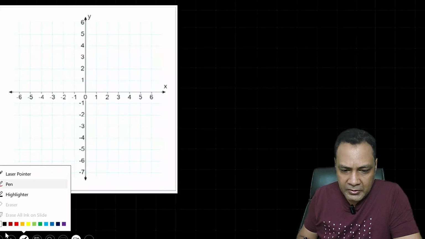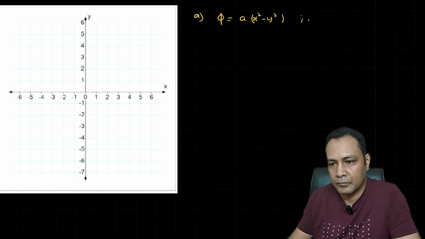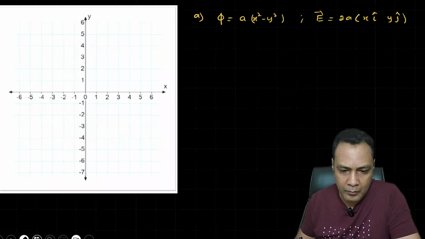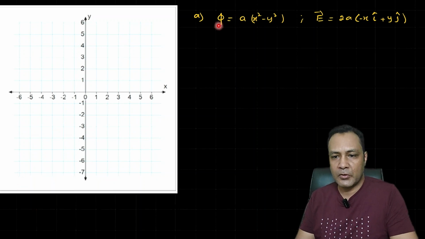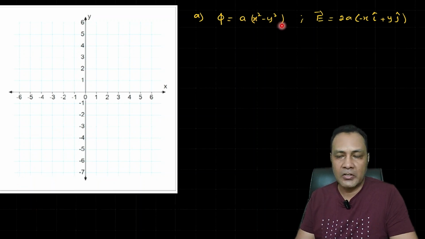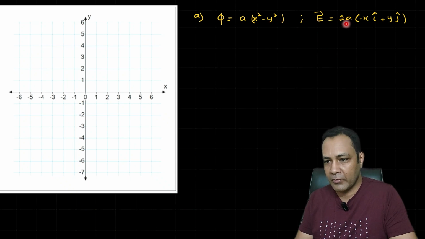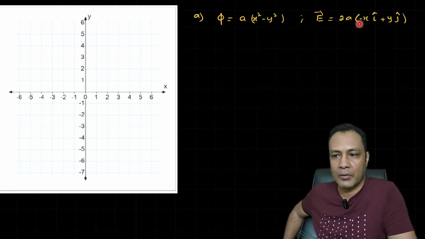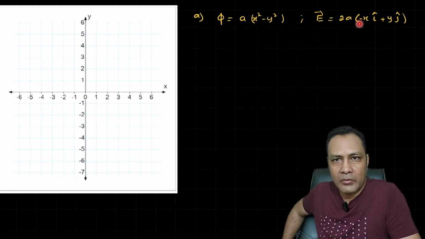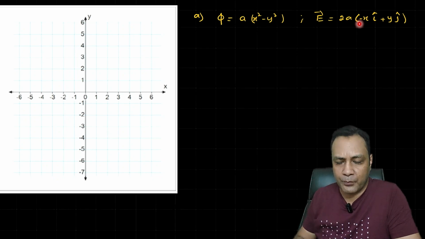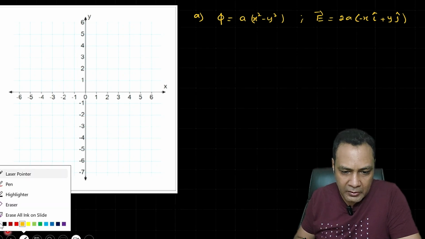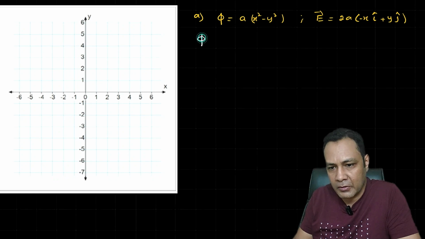So let's start with case A. In case A, the expression of the potential is a(x square minus y square), and the expression for the electric field strength vector is 2a(minus x i cap plus y j cap). I'll start with plotting the equipotential surface. So an equipotential surface is a surface at which the potential is the same at all points. So for the EPS, the condition is phi is equal to constant, and a is a constant.